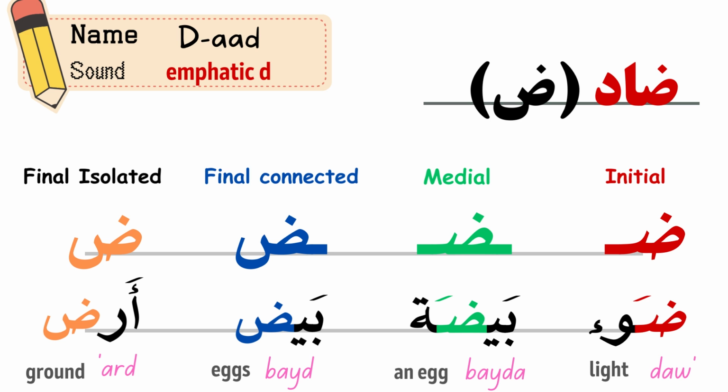The letter daad. Word daw shows the initial form of the daad. Word bayda shows the medial form of the daad. Word bayd shows the final form connected of the daad. And word ard shows the final form isolated of the letter daad.